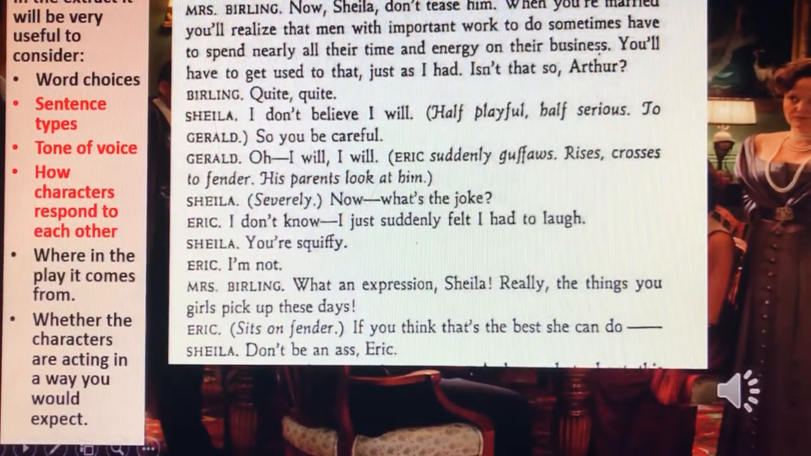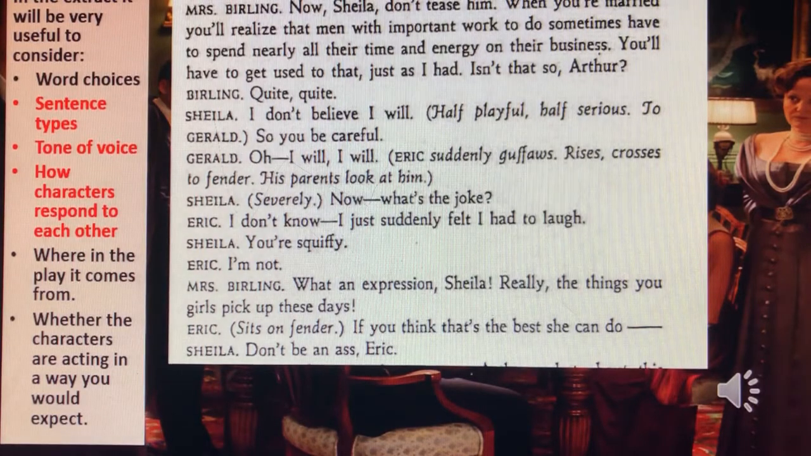Sheila, don't tease him. When you're married, you'll realise that men with important work sometimes need to spend all their time and energy on their business. You'll have to get used to that, just as I had. I don't believe I will, so you be careful, Gerald. Oh, I will. Now then, Eric, what's the joke? Don't know. Suddenly felt I just had to laugh. You're squiffy. I am not. Stop it, you two. Arthur, what about this famous toast of yours?